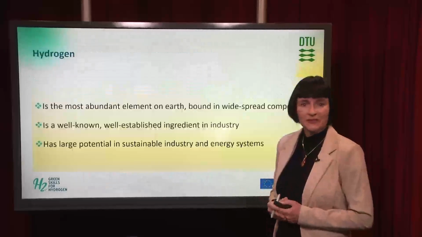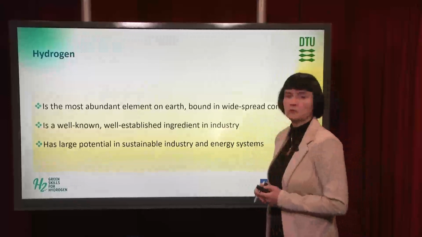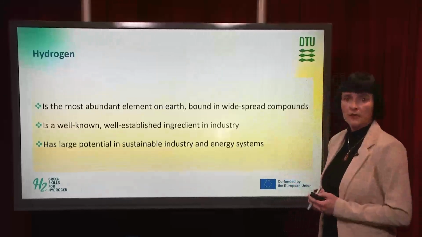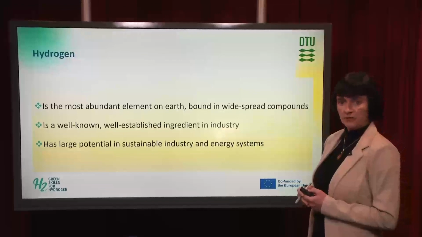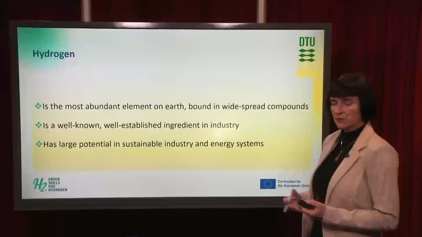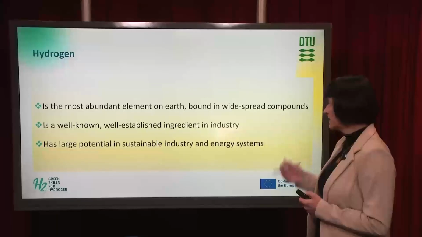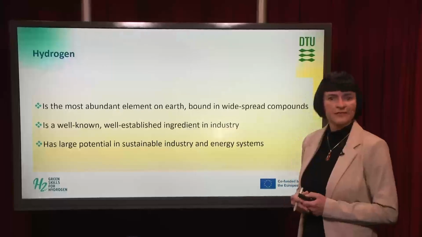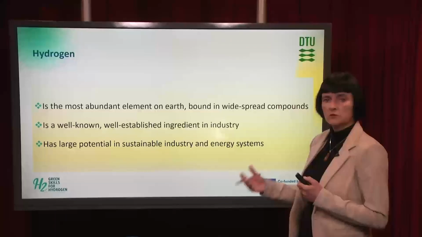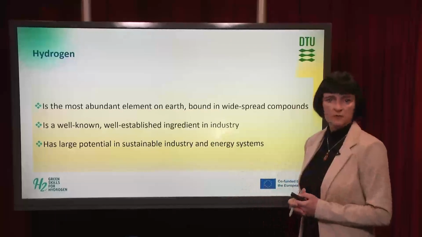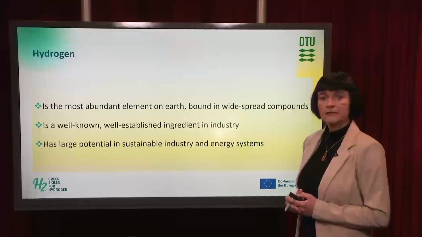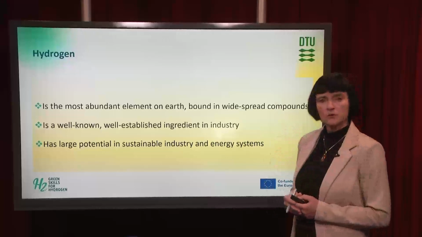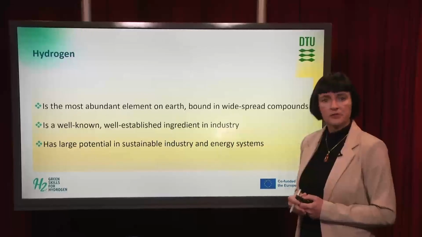Then let me summarize. Hydrogen is the most abundant element on Earth. However, it is only found typically together with other compounds, with hydrocarbons or water. It is a well-known and well-established ingredient in industry, so we don't need to invent a lot of new things for storage, transport, and so on. So it has been known very well for decades in the industry. It has a large potential to also play a role in sustainable energy systems.